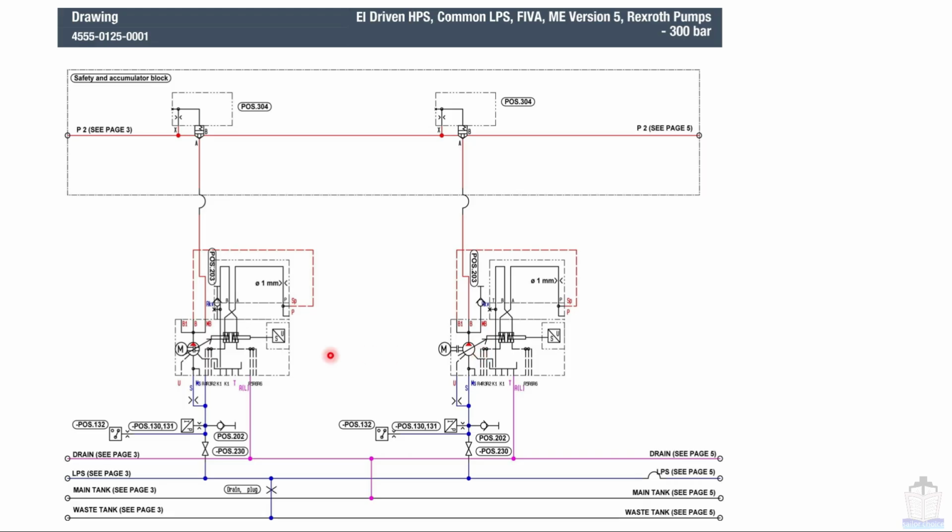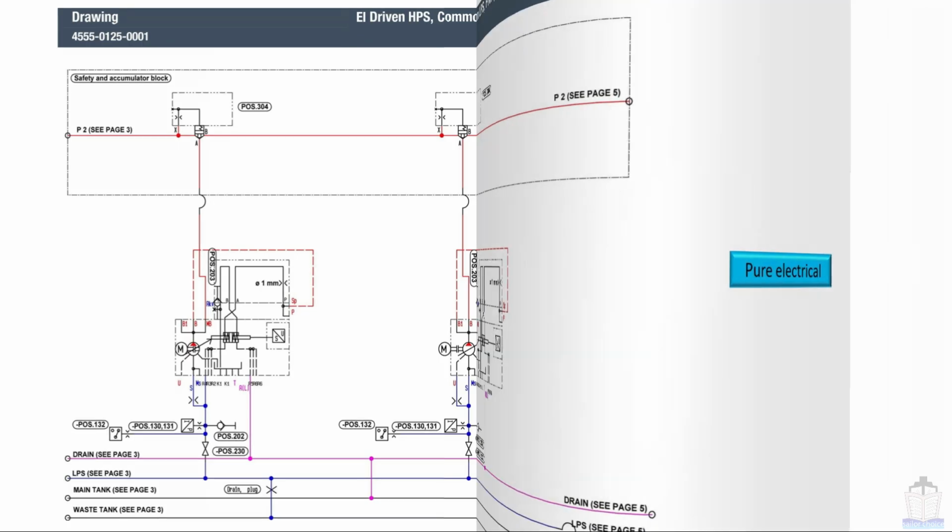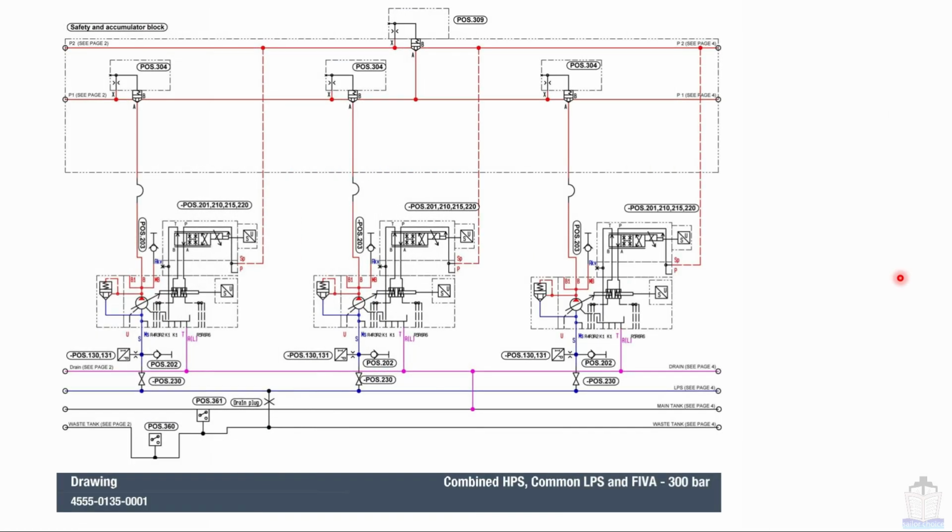In this diagram, the two pump configuration has been shown. Here also P2 is written, that means this is an electrical driven HPS pump system. So this is also a pure electrical configuration. Now going to see another example.